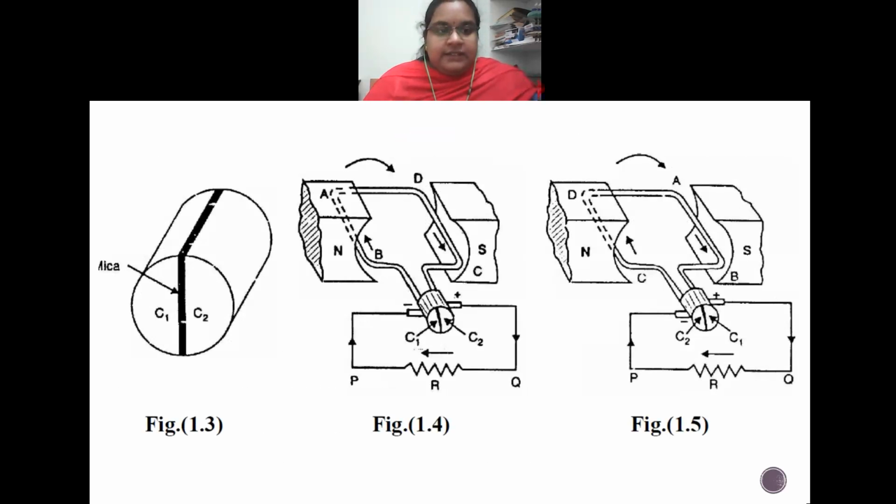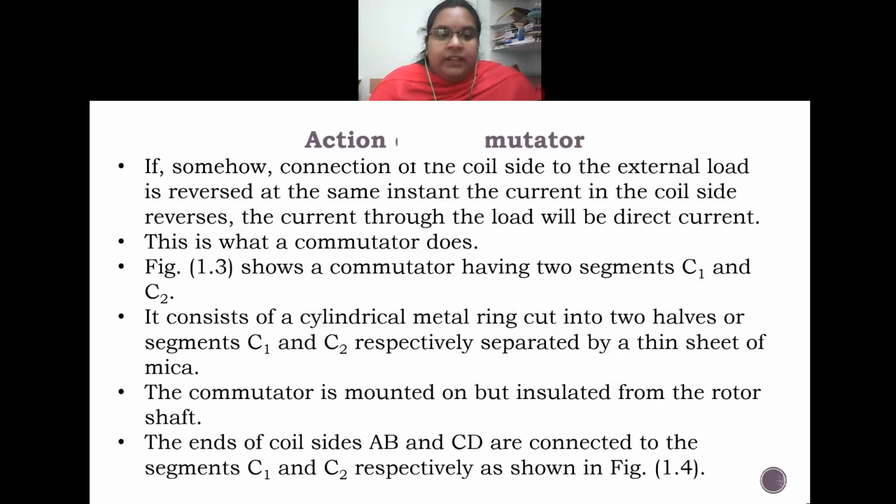The commutator is a cylindrical device which contains two sections, that is C1 and C2. These two sections are separated by a thin sheet of an insulator such as mica. The thin sheet of insulator is present between C1 and C2, and the mica will not allow the current to pass from one side to the other. So it consists of a cylindrical metal ring cut into two halves or segments, C1 and C2 respectively, separated by a thin sheet of mica. The commutator is mounted on, but insulated from, the rotor shaft.